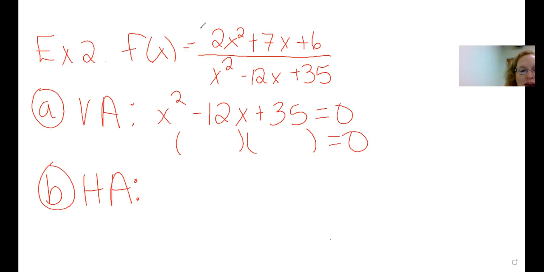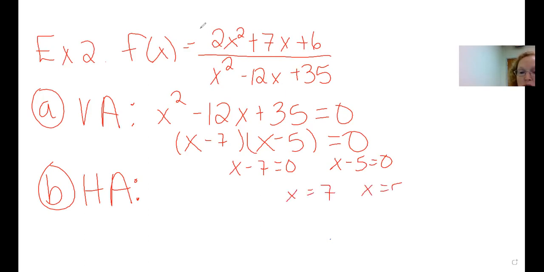So if we're going to factor an x squared, we know that we need an x and an x. And I need two numbers that multiply to be positive 35 and also add up to be negative 12. So that's going to be a 7 and a 5. And then remember, you have to set each one of those equal to 0. And so in this case, we get two separate equations of our asymptotes.